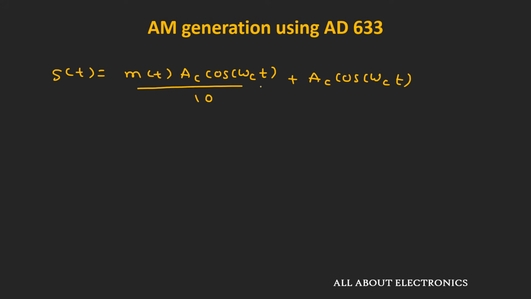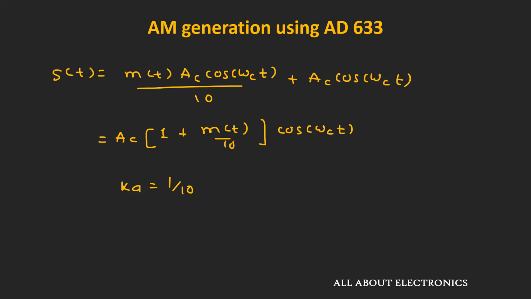And if we take this Ac cos omega c t outside, then we can write this expression as Ac times (1 plus m(t) divided by 10) times cos omega c t. So here we can say that the amplitude sensitivity, that is Ka, is equal to 1 over 10. So in this way, we can generate this linear amplitude modulated signal using this multiplier IC.